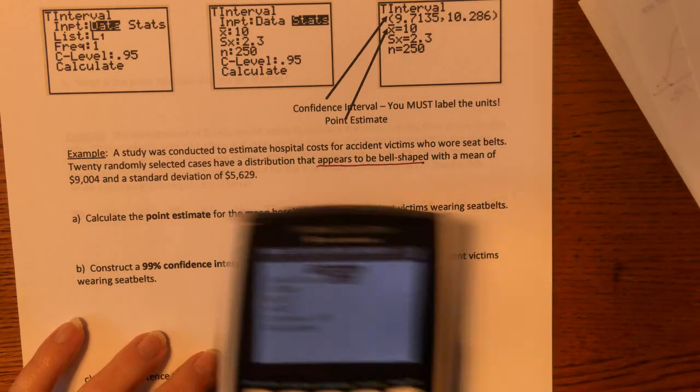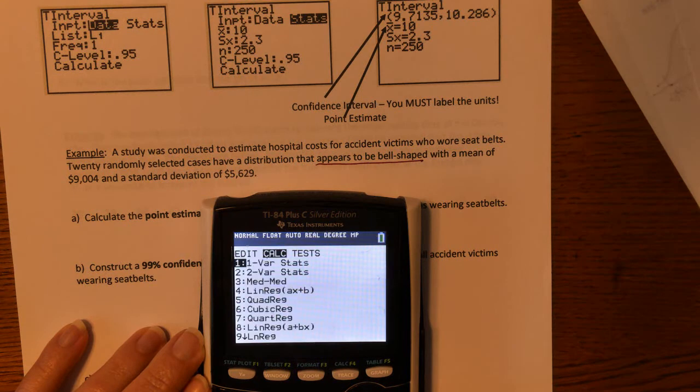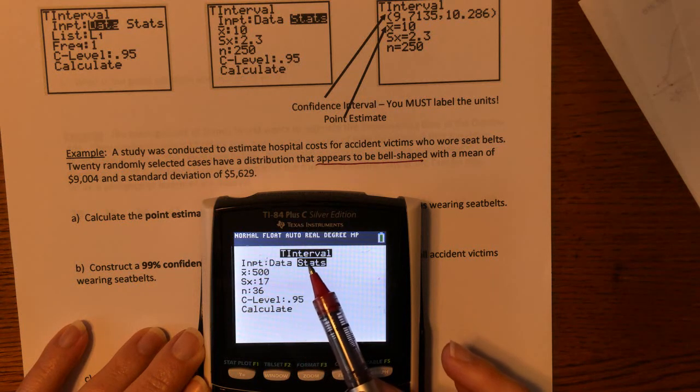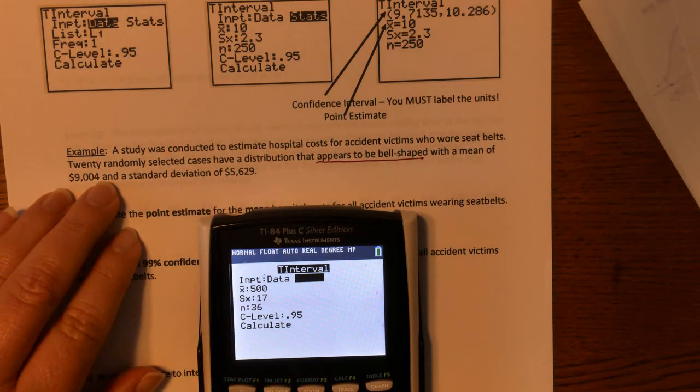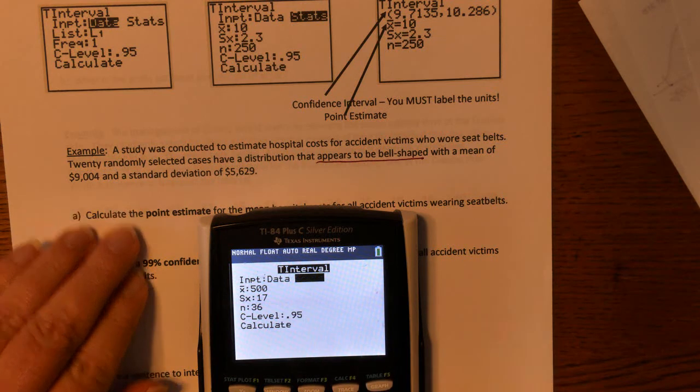Now, in my calculator, I went to Stat, Test, and I picked option 8 for TInterval. It needs to know whether I have raw data or just the stats. I have the stats. I do not have the actual hospital bills of these 20 people. So I don't have their data, I have their stats.